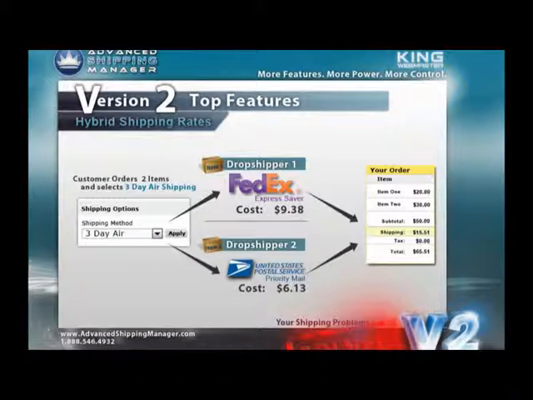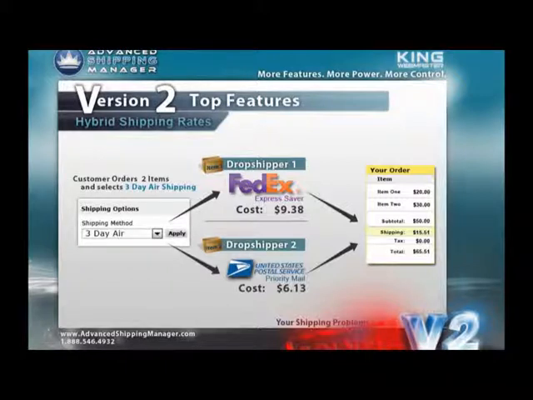So what we did here is we created what we call hybrid shipping rates. This allows you to set a shipping courier for each of your drop shippers or warehouses. So for example, what you see here, if a customer ordered 2 different items and they're coming from 2 different drop shippers, the customer selected 3-day air in the store. 3-day air would be mapped to FedEx Express Saver for drop shipper number 1, and it would be mapped to USPS Priority Mail for drop shipper number 2. So then the total will be added together and given to the customer.